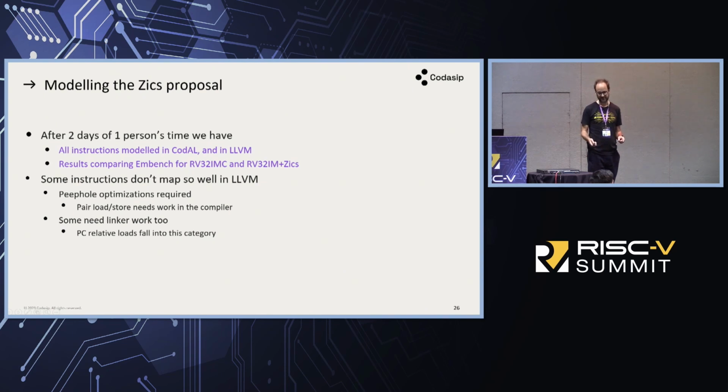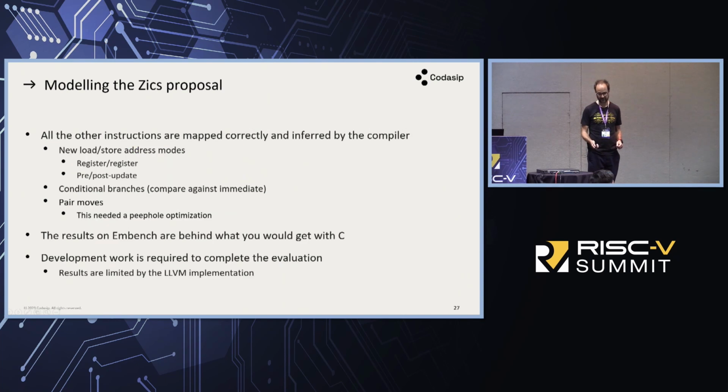So the comment here is that all the instructions were in. Some of the instructions need more work in LLVM. So the pair load store weren't inferred terribly well, and PC relative loads aren't supported by the linker. But this is because they're not in LLVM. That's not a limitation of our technology. But the other instructions were modeled correctly and do work. So register loads and stores, pre and post update loads and stores are all fine. Conditional branches and paired moves, which had a peephole optimization.